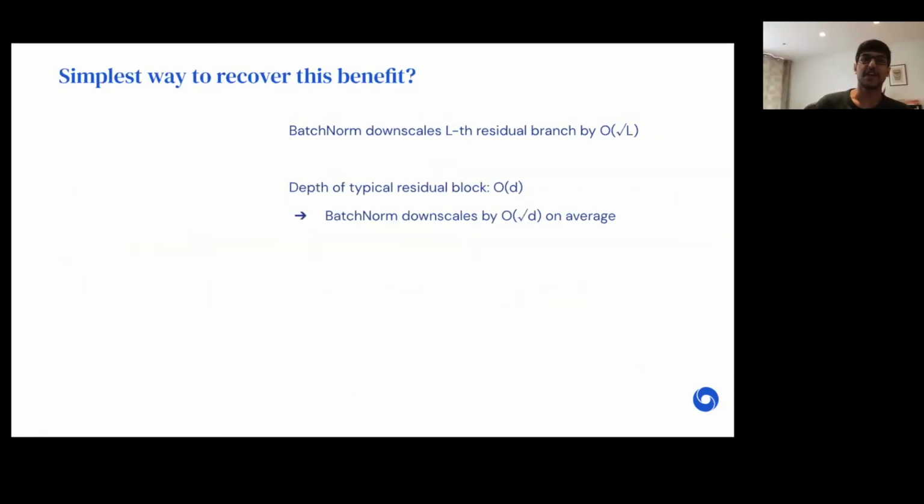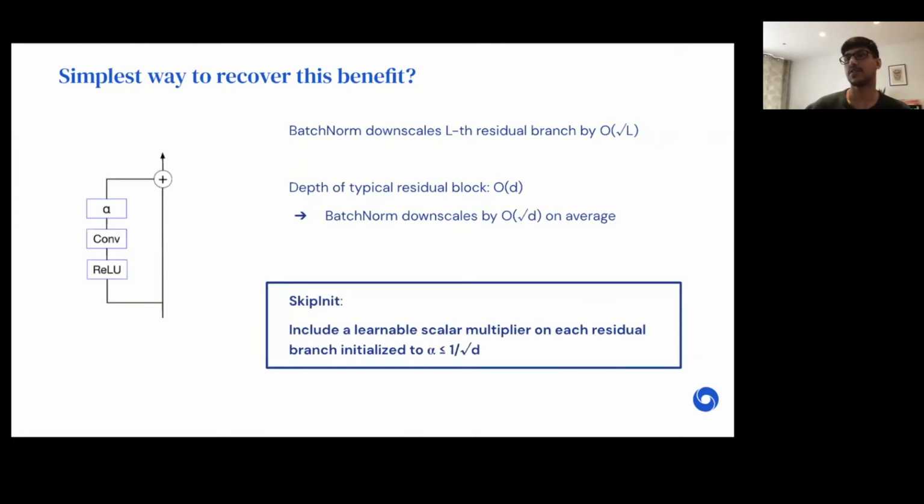All right, so that might seem like a very simple explanation for why you can train very deep batch norm ResNets. So we were thinking about what kind of ablations we can run to test this property and what is the simplest way to recover this benefit. As I just explained, batch norm downscales the Lth residual branch by order square root of L. And the depth of a typical residual block is order D, where D is the number of residual blocks in your network. So on average, batch norm downscales the residual branch by order square root of D.